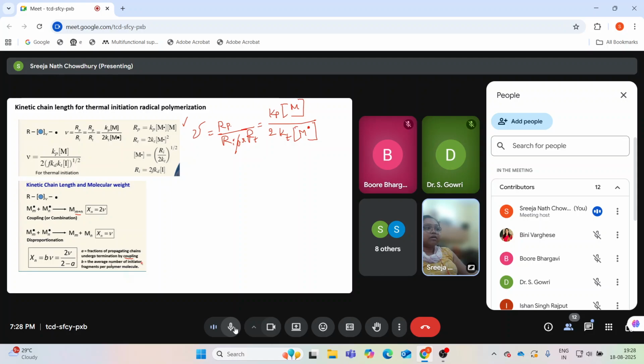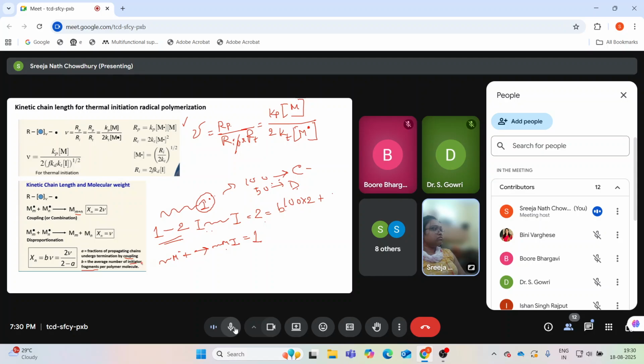Say if 100 molecules undergo coupling reaction and 50 molecules undergo disproportionation reaction, then they will just average it: 100 into 2 plus 50 into 1, divided by 150. Like this, they are calculating the value of B, the average number of initiator fragments per polymer molecule.